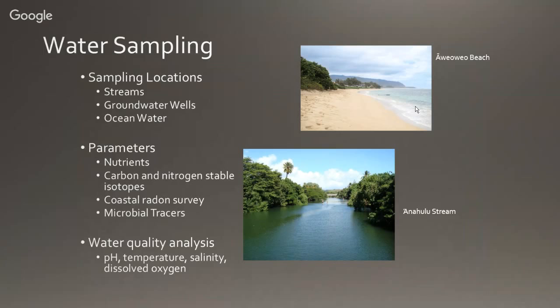So groundwater coming out as submarine groundwater discharge will have radon in it because of the way the rocks decay. And we'll be able to tell if there's a high amount of radon, that's where groundwater is coming out. We'll do microbial tracers to see if there's any fecal bacteria in the ocean waters that suggests they're coming from OSDS wastewater. We'll be doing a water quality analysis at each of these sampling locations. We'll be getting the pH, temperature, salinity, and dissolved oxygen.